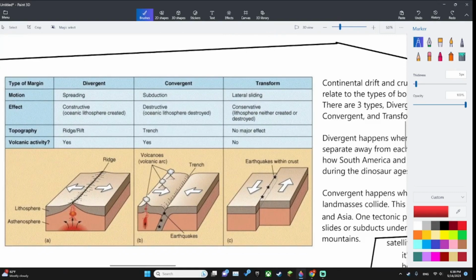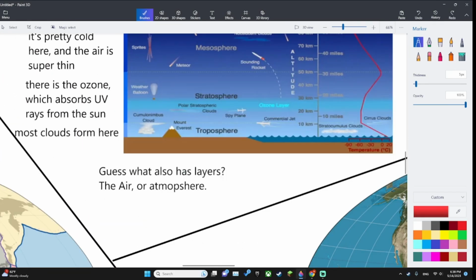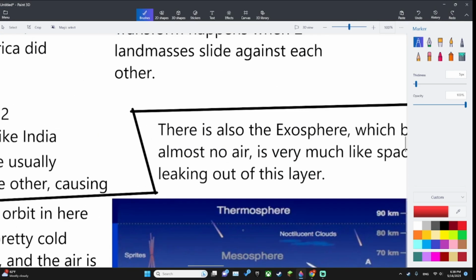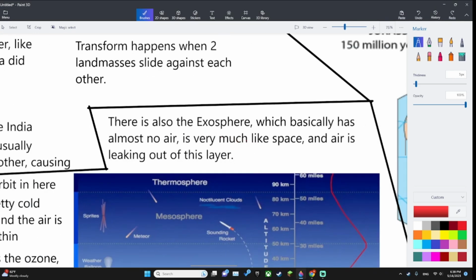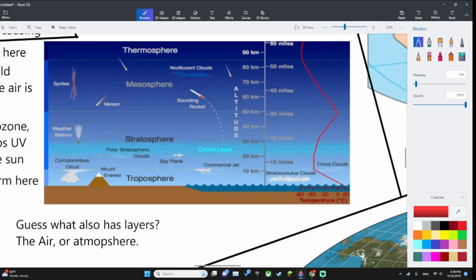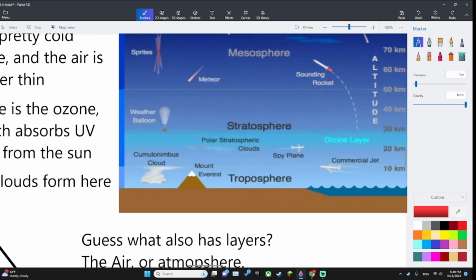Oh yeah, you know how I said the Earth has layers? Guess what else has layers? The air! Turns out the air has layers too. So there is the troposphere, stratosphere, mesosphere, thermosphere, and the exosphere, which is not on this diagram, but I found it on Google.